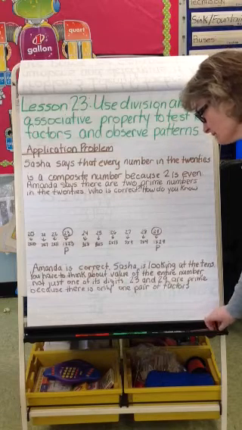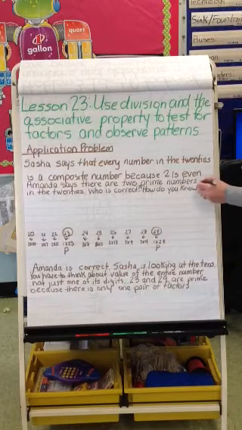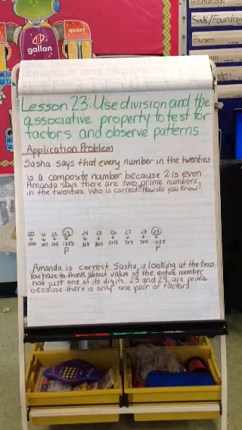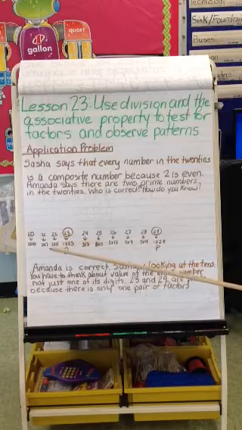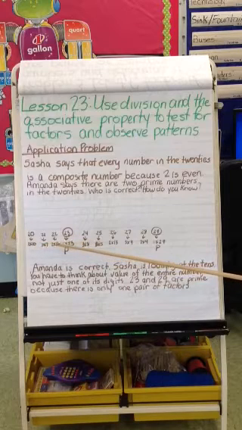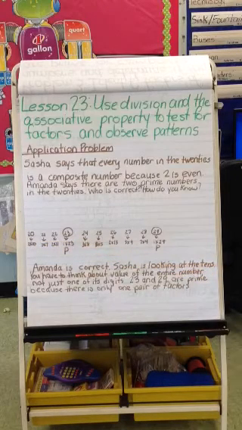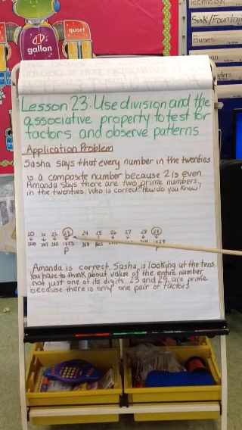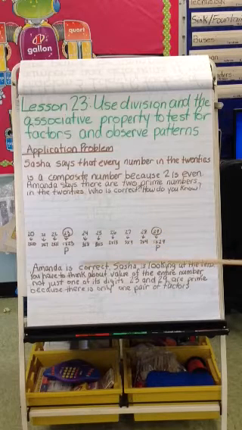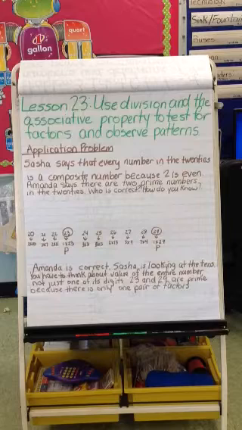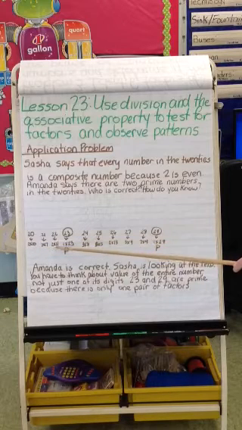Well, what I did is I listed all of the numbers between 20 and 29. And if you look, I listed what other factors I could think of. I didn't list 1 times the number because they all have that. However, 23 and 29, I can only think of 1 times the number. So 23 and 29 are prime. The other numbers are all composite.